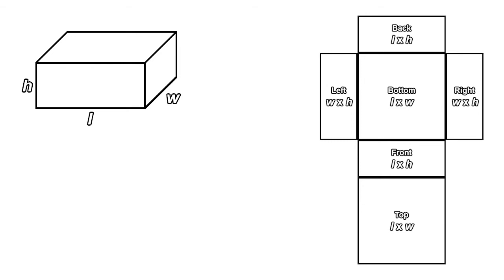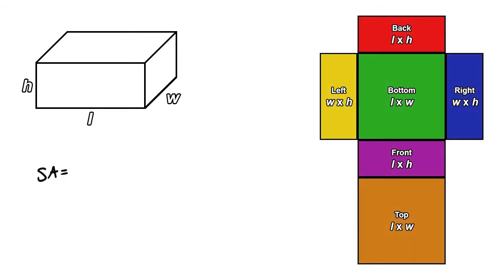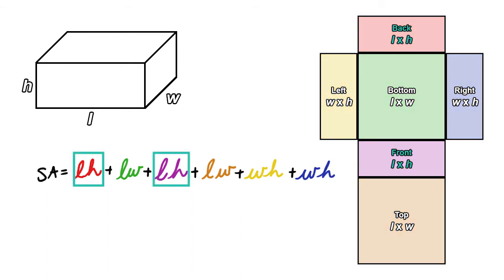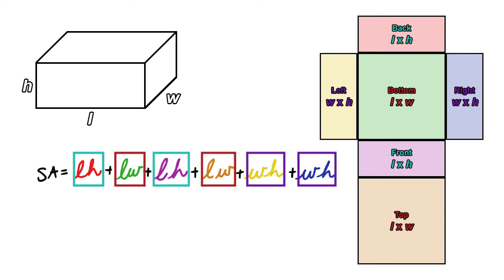One way to calculate the surface area would be to add the surface area of each face, starting with the back, length times height, plus the bottom, length times width, plus the front, length times height, plus the top, length times width, plus the left side, width times height, plus the right side, width times height. Notice that the front and back have the same dimensions. The bottom and top have the same dimensions, and the two sides have the same dimensions.